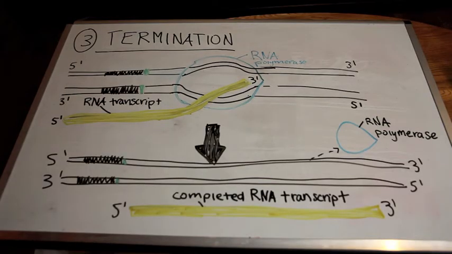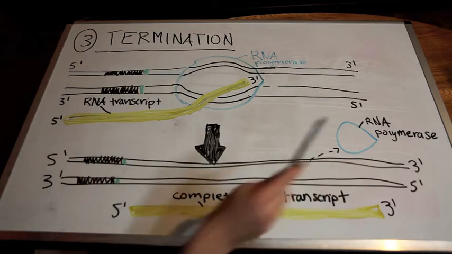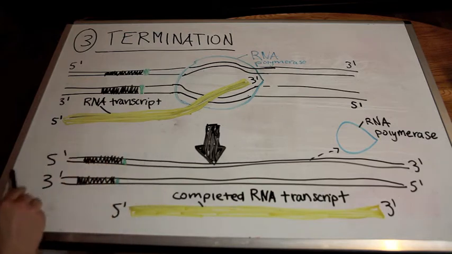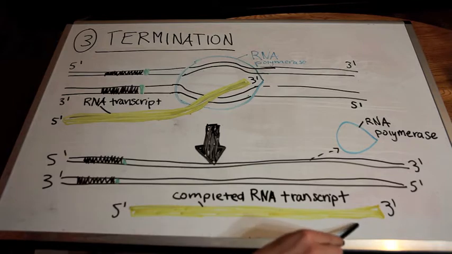The third step in transcription is termination. The RNA transcript becomes long. Eventually, the RNA polymerase detaches from the DNA strand. The result is a completed RNA transcript.